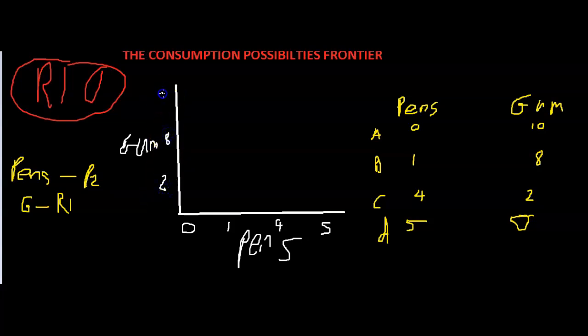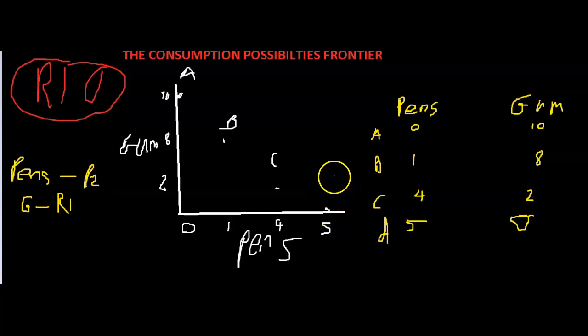Okay, so let's plot these points. The first combination which is 0 pens and 10 gums, so it'll be over here. So A is over here. Now the next one will be 1 pen and 8, so 1 and 8. So it'll be over here, so that's B. The next one is 4 and 2, so it'll be over here, that's C. And the last one is 5 and 0.